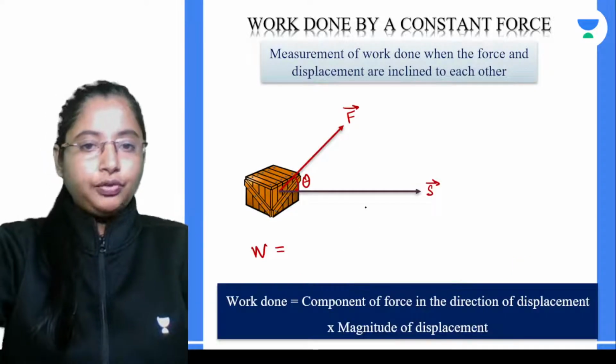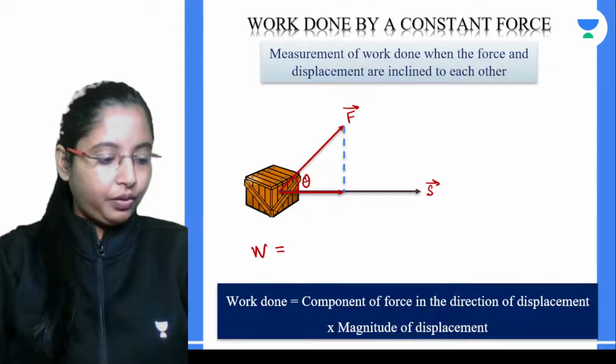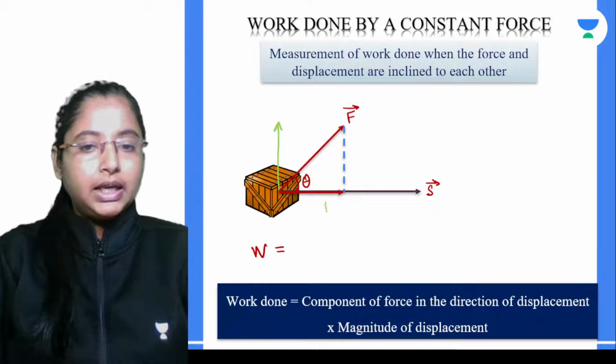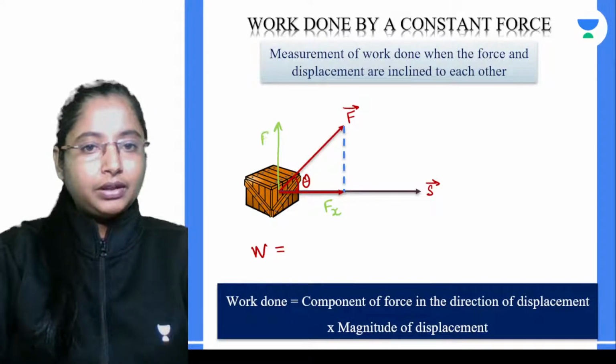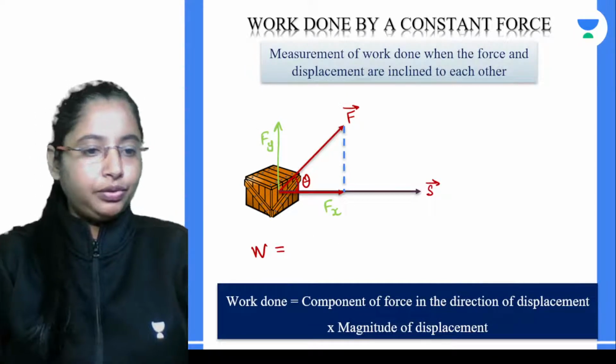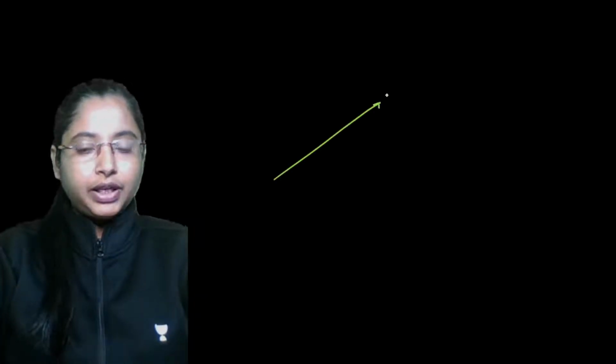So to find that particular component, what we are going to do is very simple. We are going to do a very simple trigonometry, right? We have resolved it into two vectors. Let's take this as Fx and let's take this as Fy over here. Now we have a right angle triangle. This is force, and we have resolved it into two components, that is Fx and Fy.